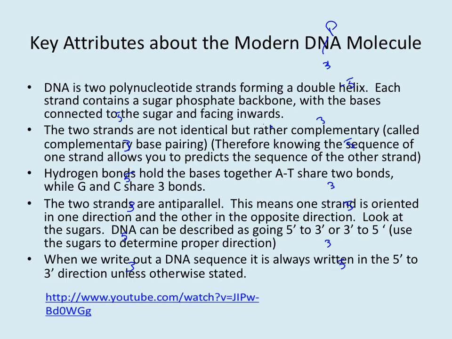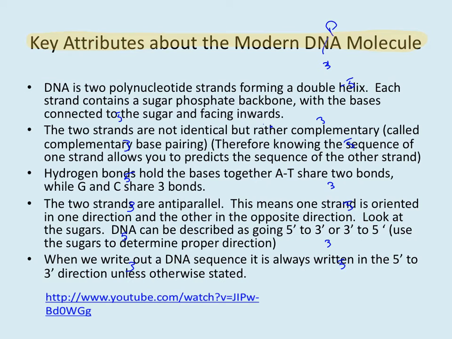Okay, so the key attributes of the modern DNA molecule. This is basically if we have the structure of the DNA. This is important, okay? I'm going to highlight this because this is basically what our DNA molecule looks like. And I'm not sure why all this other random writing is on here. I apologize. Okay, so let's go through this.